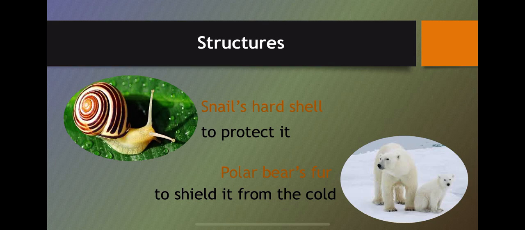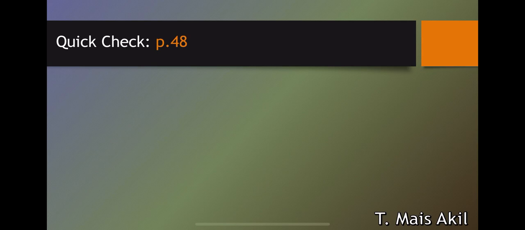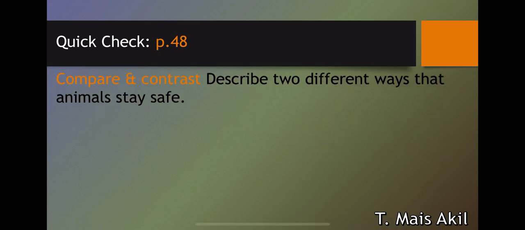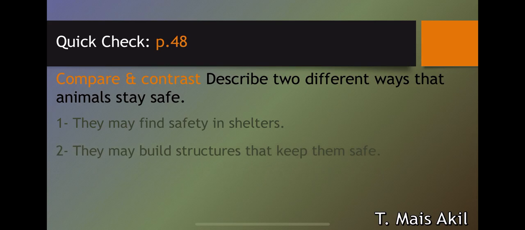So this is our lesson for today. Let's solve the check questions now. Compare and contrast. Describe two different ways that animals stay safe. What are the two ways that we studied in this lesson? How could animals stay safe? First, they could find a safe shelter. They may find safety in shelters or by using their special structures. They may build structures that keep them safe.